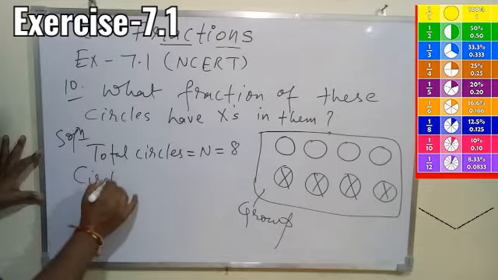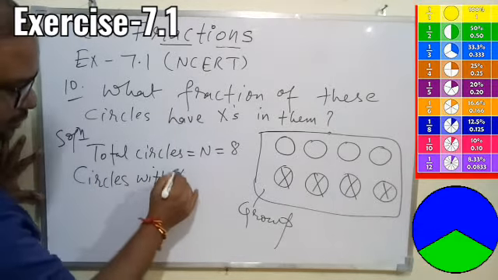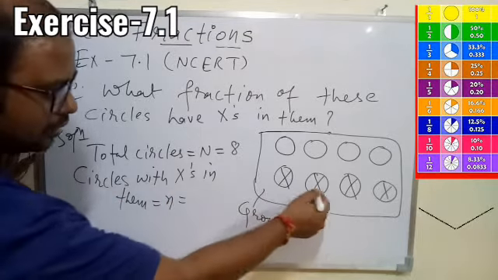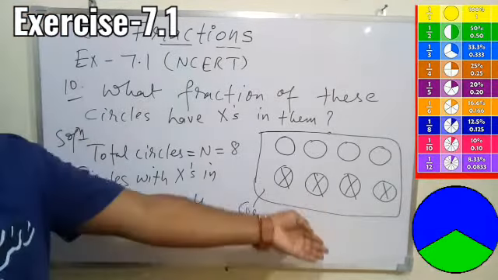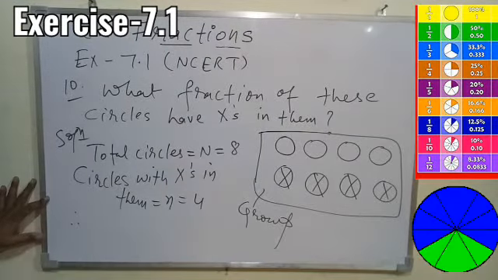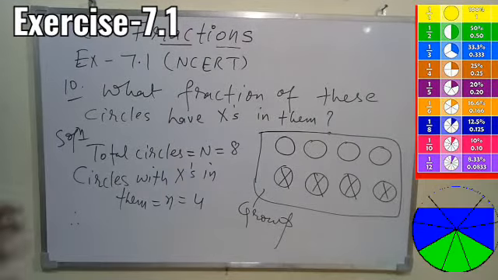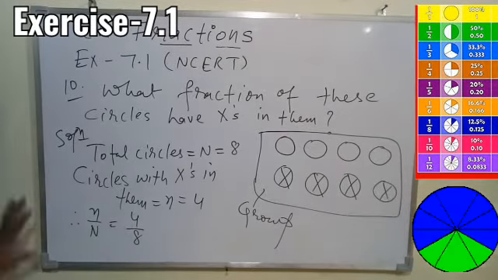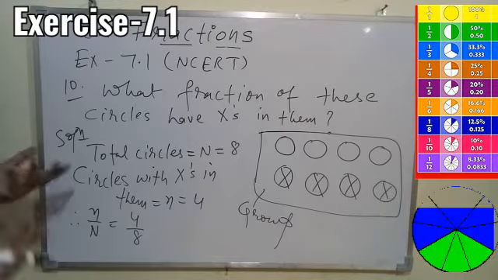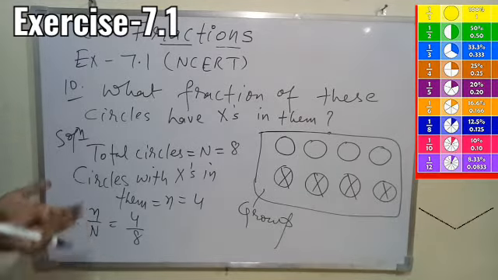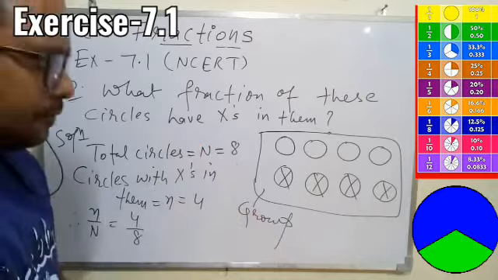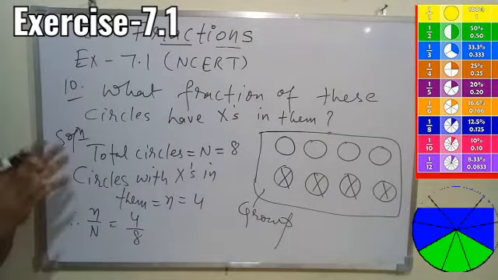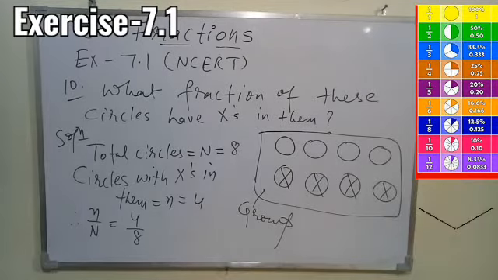And circles with a cross in them, that is how many? Small n, that is 1, 2, 3, 4. So 4 circles have the cross. Therefore, how to show the fraction for this? We just need to write small n by capital N. Small n is how much? 4. Total is 8. So 4 upon 8 is a fraction showing that in the given group containing 8 circles, out of 8 circles, 4 circles have a cross or x in them. Simple. Okay, so I hope you understood.